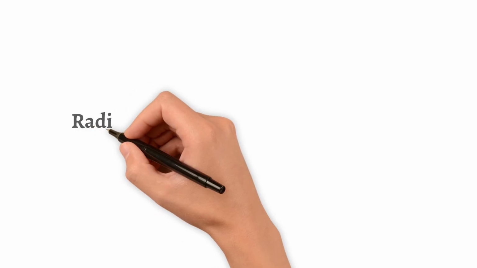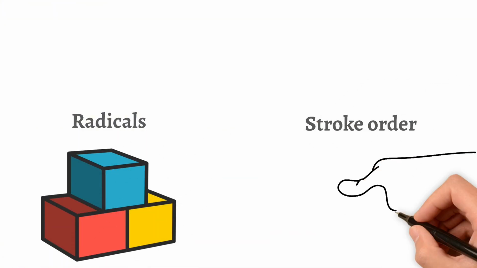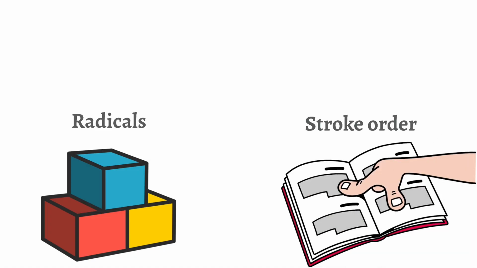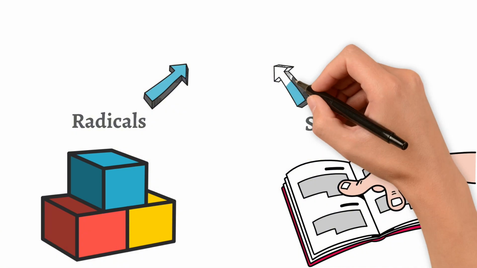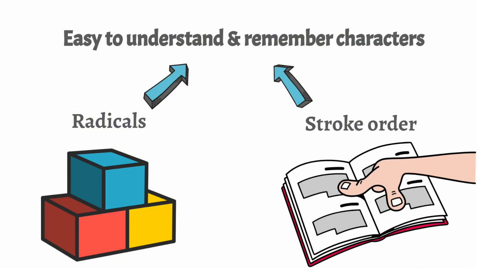So here's the key takeaway. Radicals are like the building blocks, little pieces to help us understand what a character means. Stroke order is like a rule book. It is the steps we follow to write characters neatly and correctly. When you combine them, you can understand, remember, and write characters much more easily.